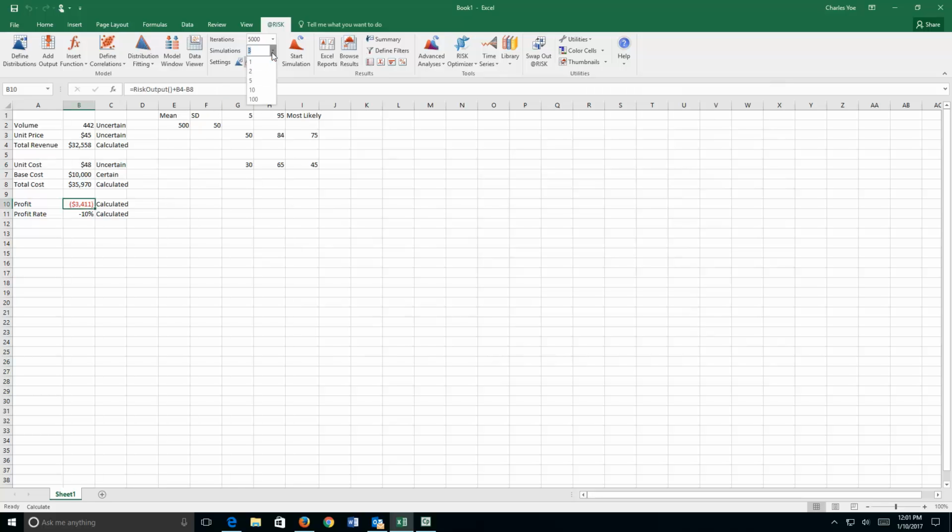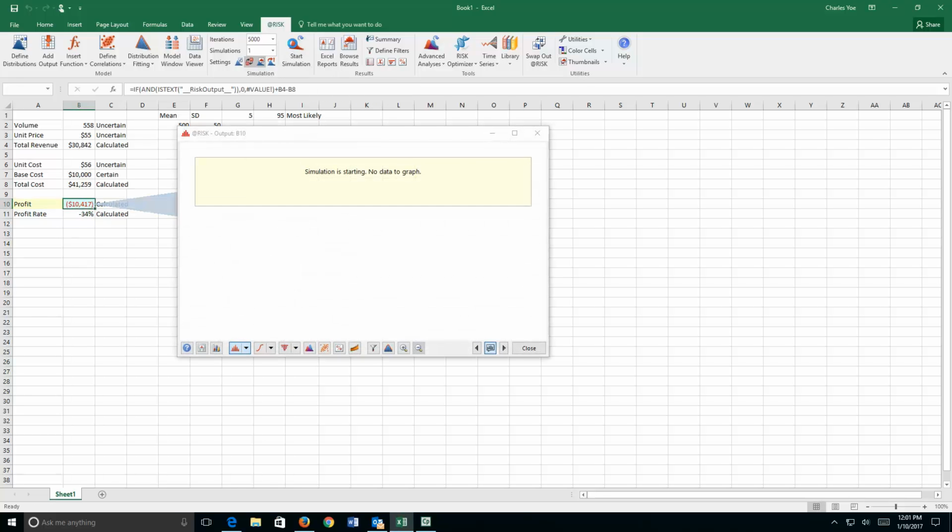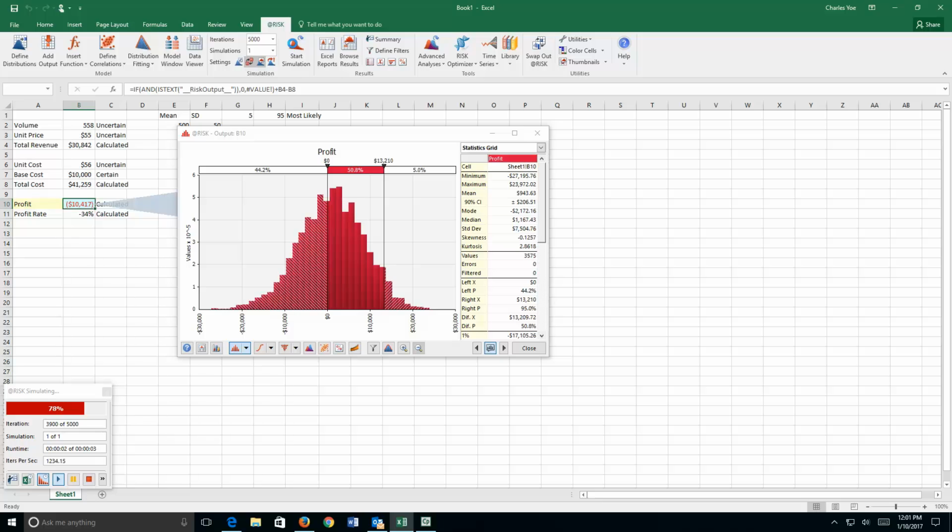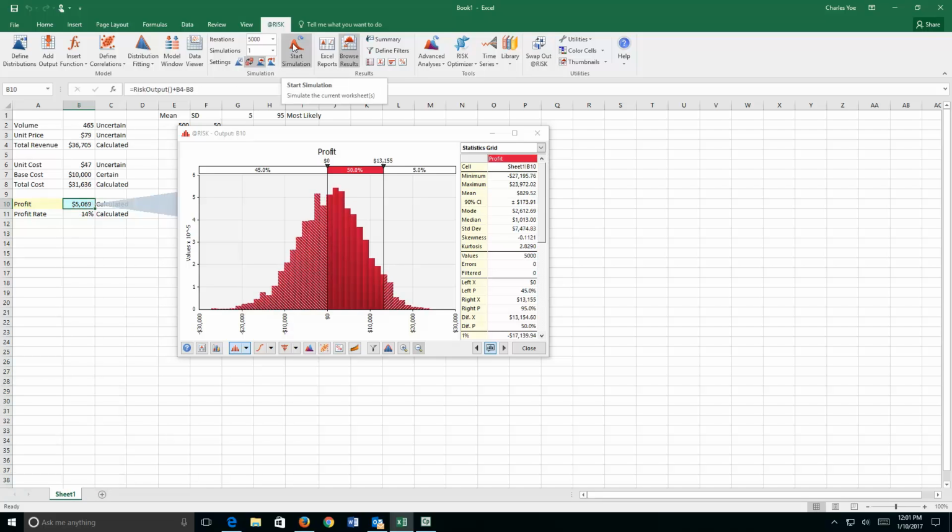So let's now run a simulation of 5,000 iterations. That takes just a moment here. And we now look at the profitability. The probability that this project will yield a negative profit is 45%. That's very high.